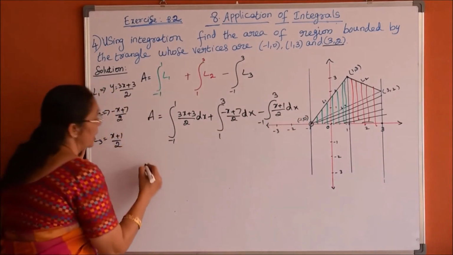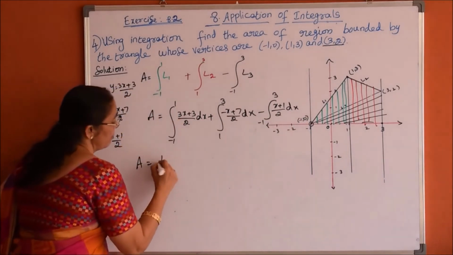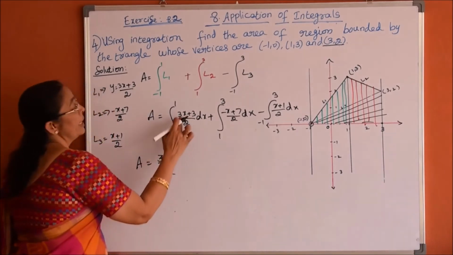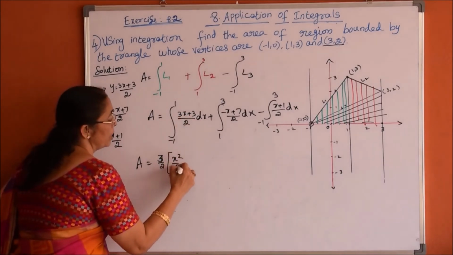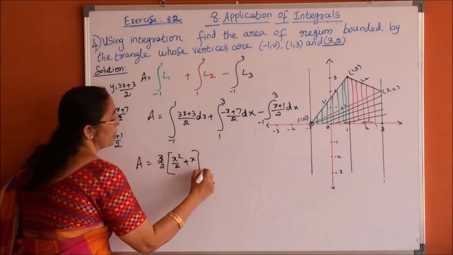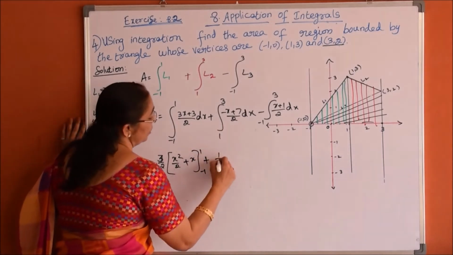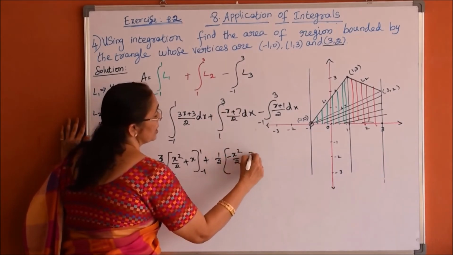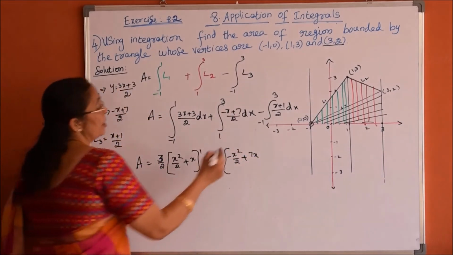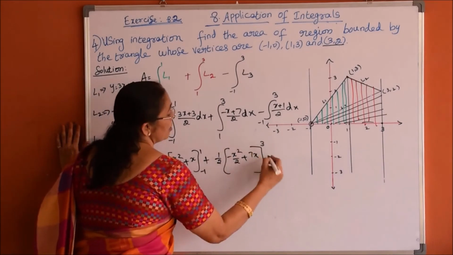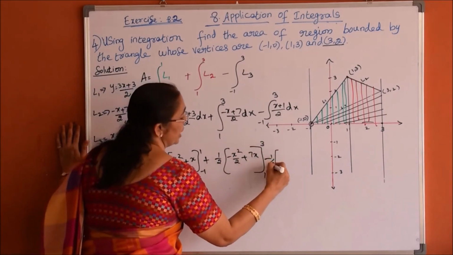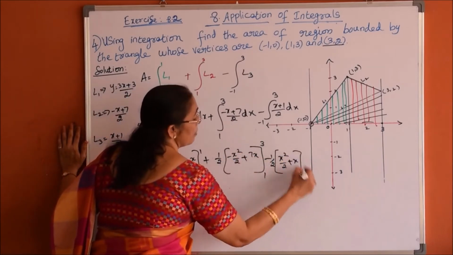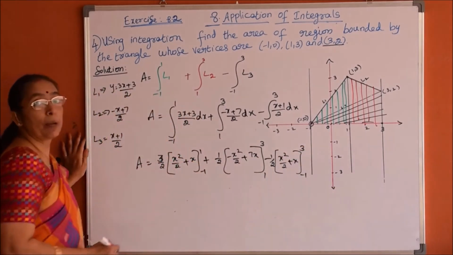Fine? Yes. Now, the required area is, first one, 1 by 2 is outside, integration of even 3 by 2 is outside, integration of x dx is x square by 2 plus integration of dx is x, the limits are -1 to 1, plus 1 by 2 is outside, we will have -x dx is -x square by 2 plus 7x, the limits are from 1 to 3, minus, here 1 by 2 is outside, x square by 2 plus x, the limits are from -1 to 3.